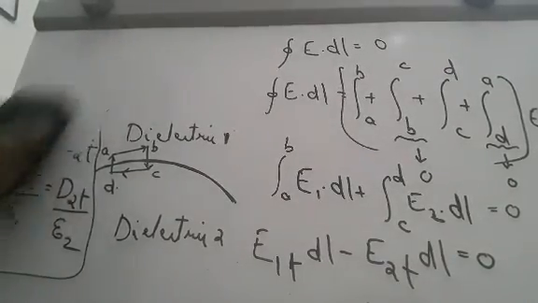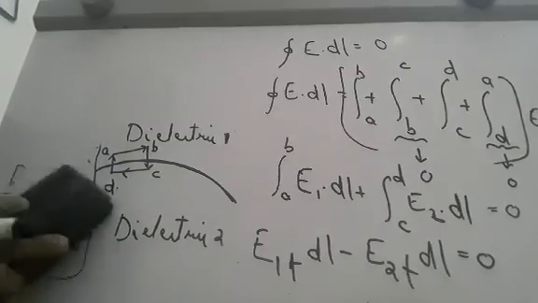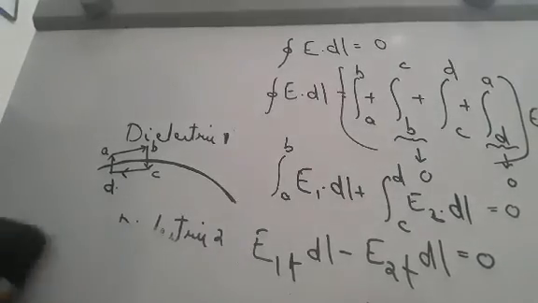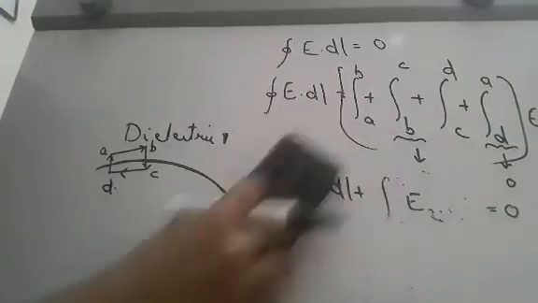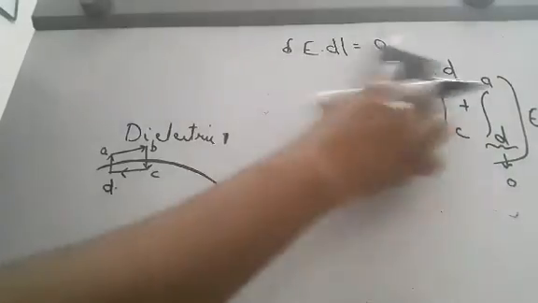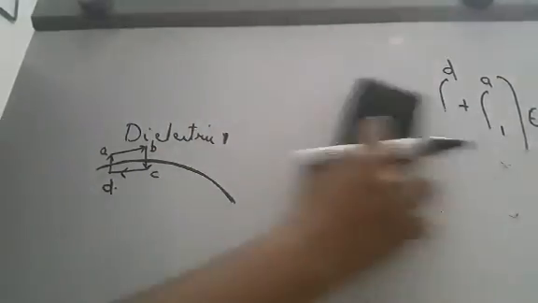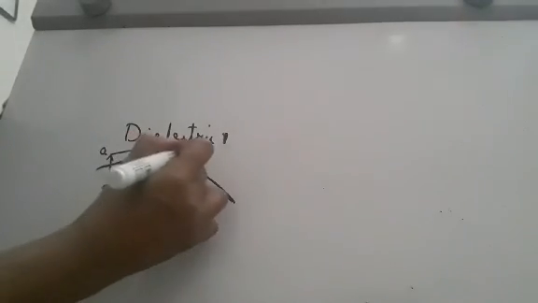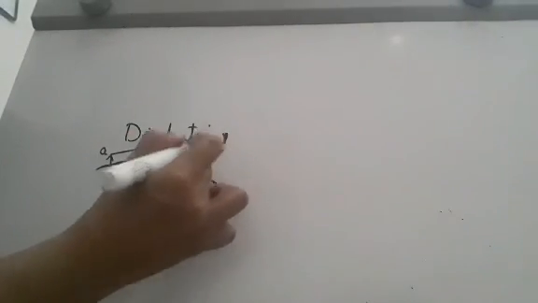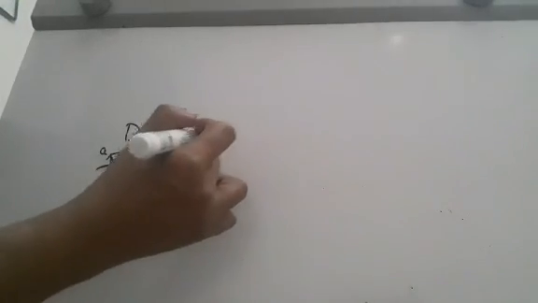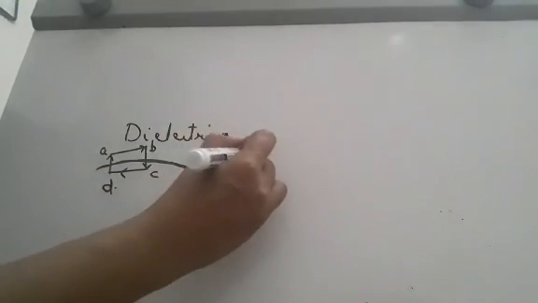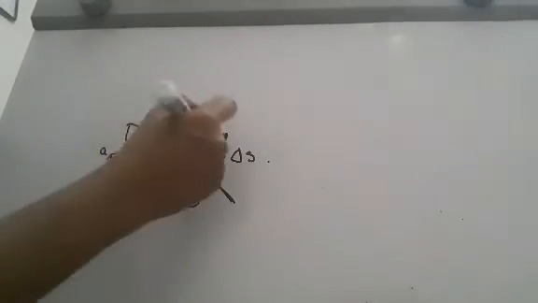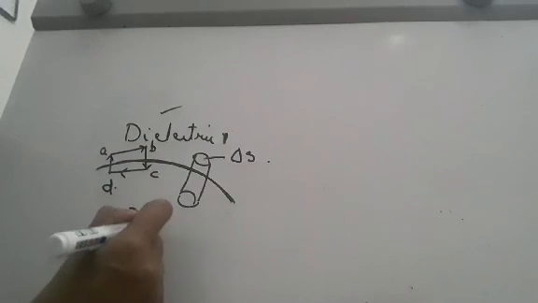Now we can take the second equation, that is surface integral of D dot ds is equal to q enclosed. If you are taking that equation, we have to consider a closed cylindrical surface like this. Let delta s be the surface area. So this is dielectric 1 and this is dielectric 2.